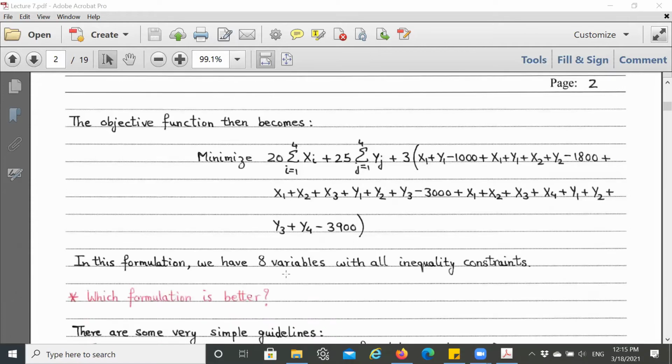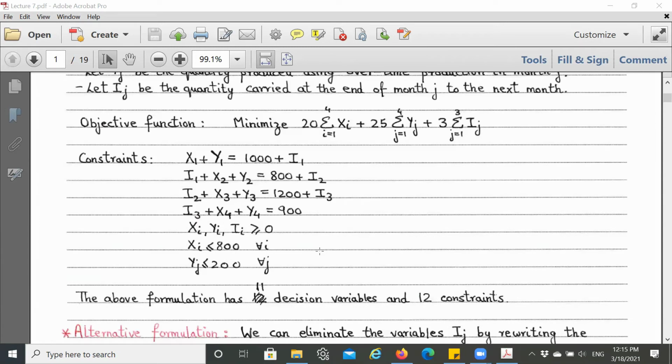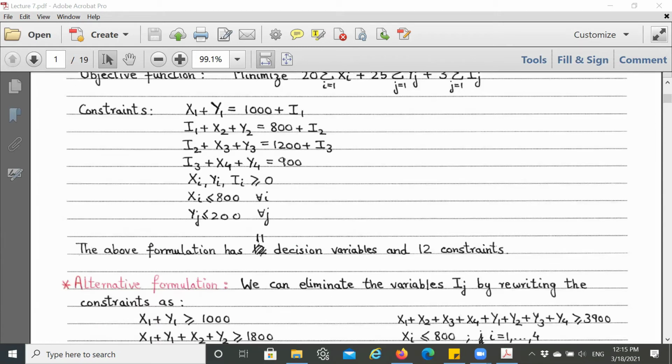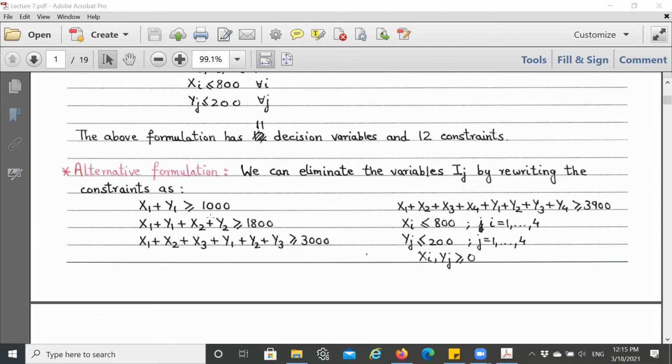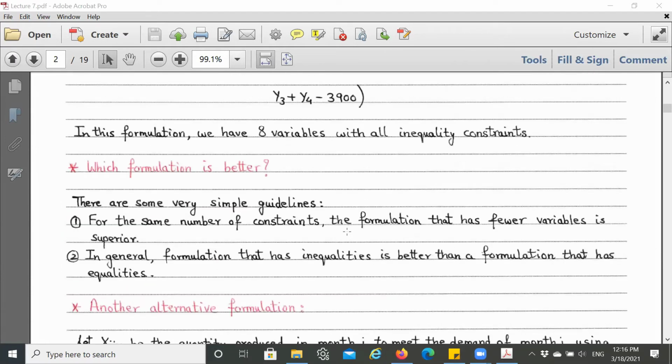Now what we have done is we reduced the size of the problem by reducing the number of variables to 8. Over here we had equality constraints, but here all the constraints are of type greater than or equal to, except for these two, which are less than or equal. So they are inequality constraints. All right. Now, the question is, which one is better?